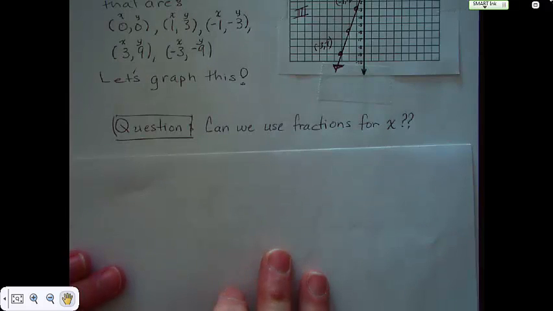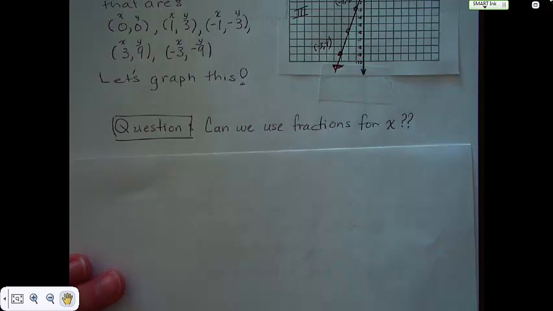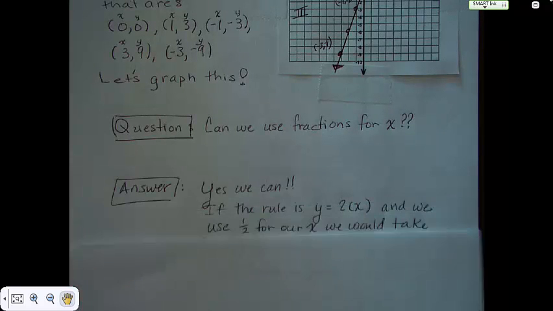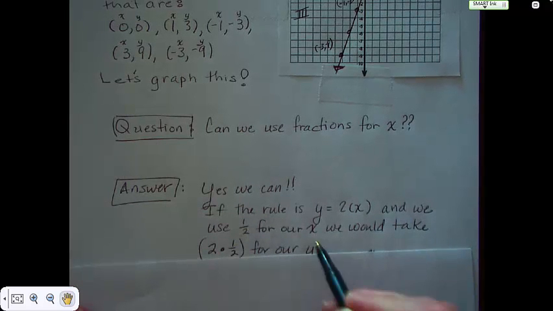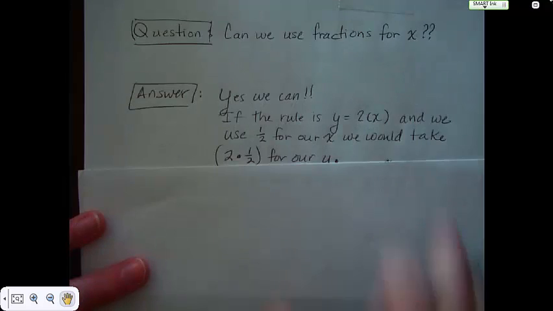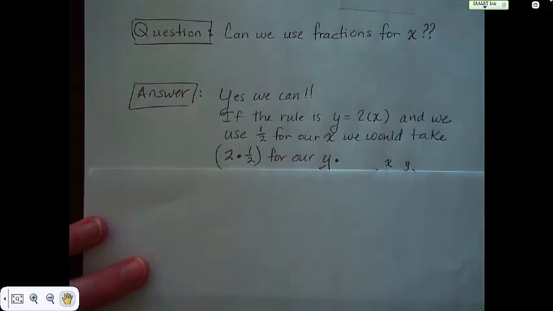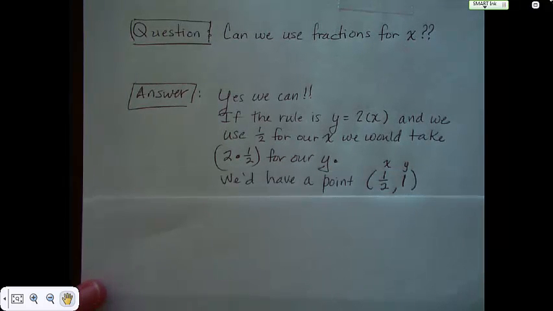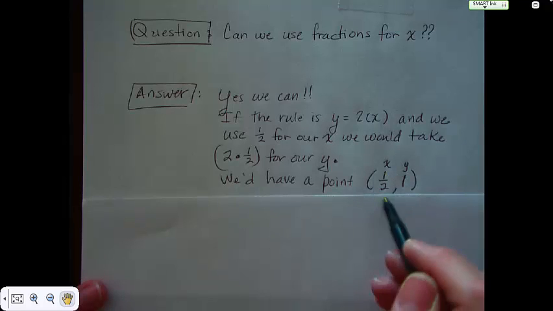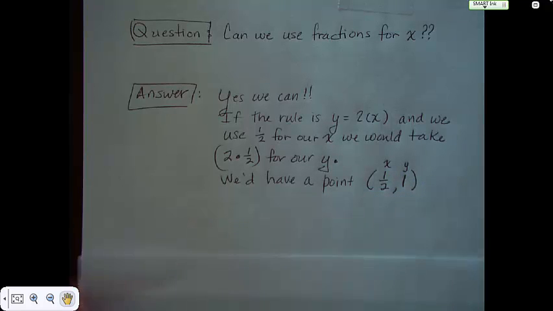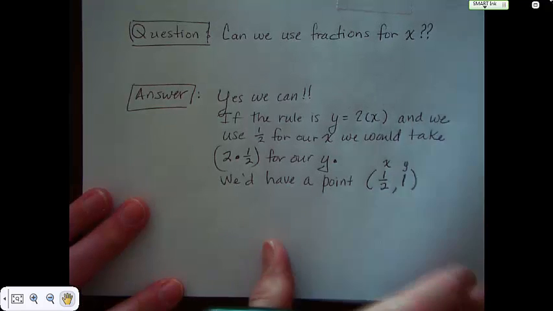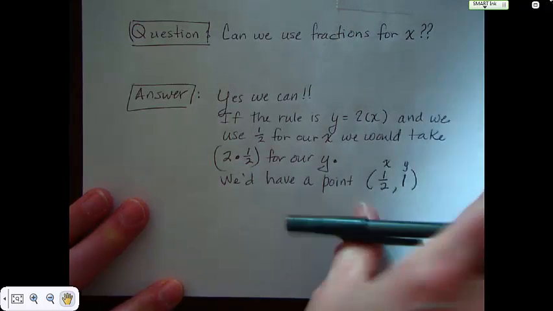Okay, question. Can we use fractions for x? Answer: yes, we can. If the rule is y equals 2x, and we use 1/2 for our x, we would simply take 2 times 1/2 to find our y. And we would have the point 1/2, comma 1. So yes, we can use fractions. And I think that's a pretty cool thing. I like that.